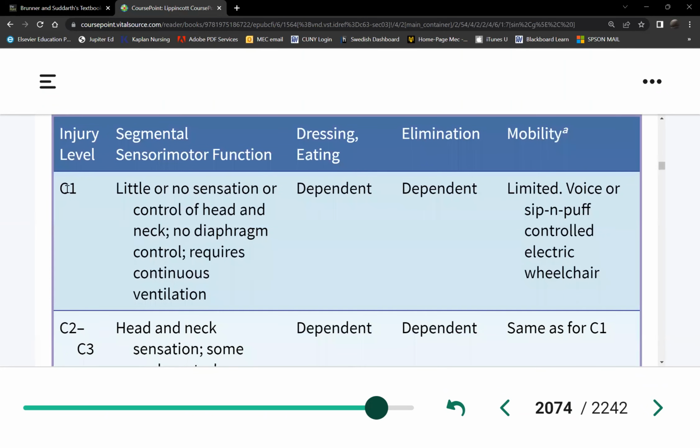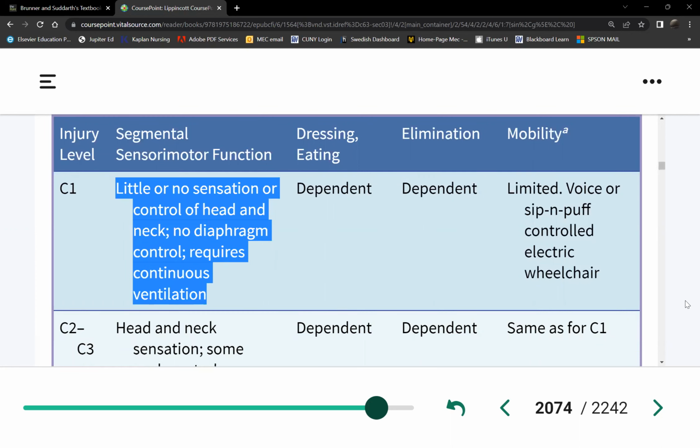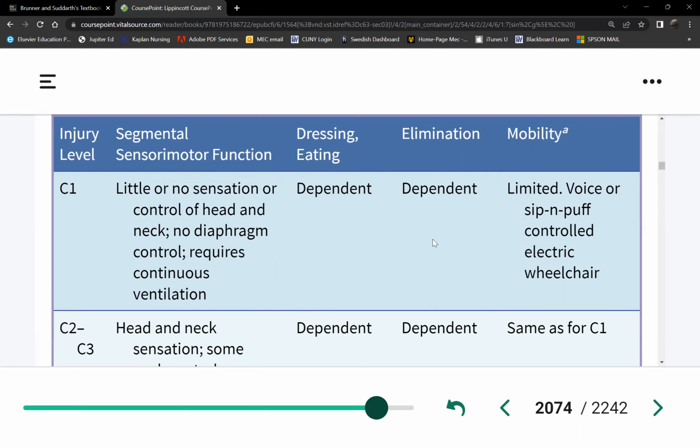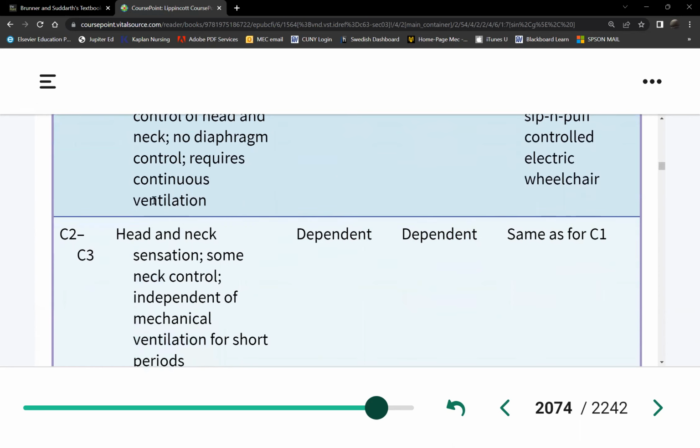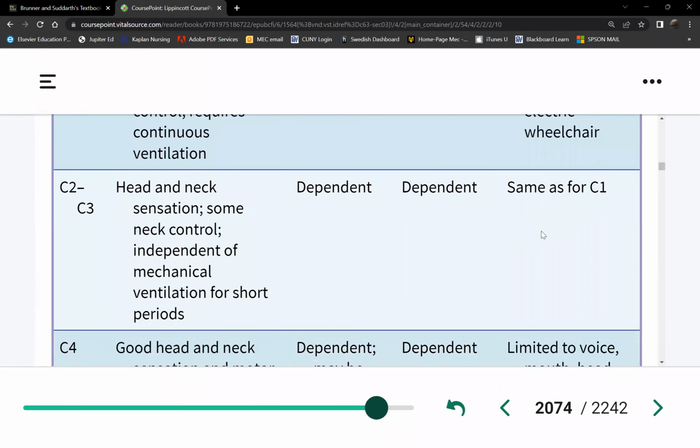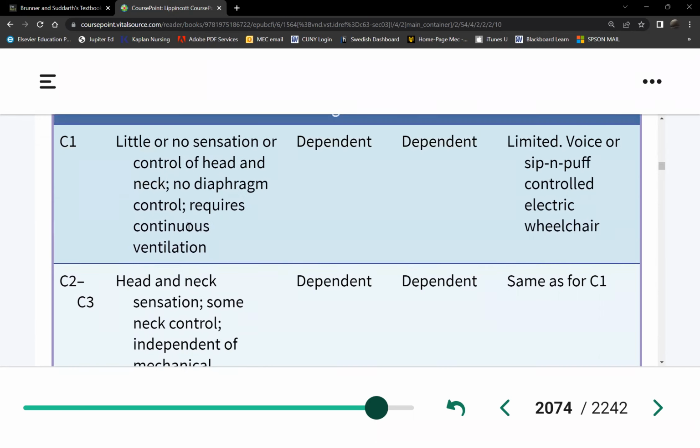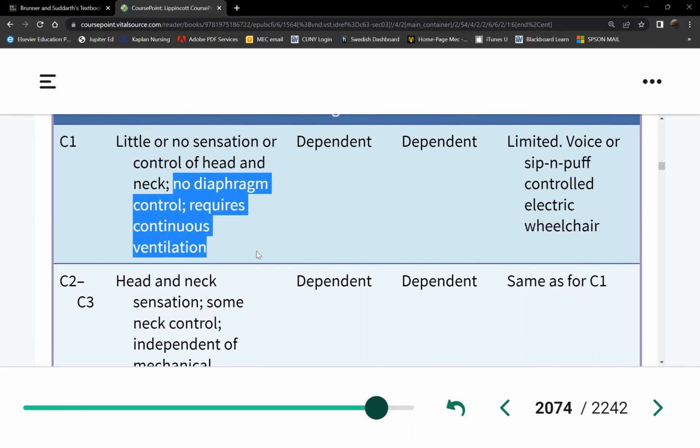So C1, highest level of spinal cord injury, absolutely no activity. Patient will be dependent with almost everything. With dressing, eating, they can't do anything because they can't move anything below the neck. C2, 3, same thing, okay, very limited. In fact, with breathing, because there's no diaphragm control, the patient will be on a vent.